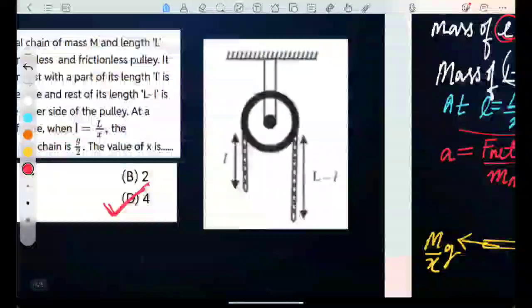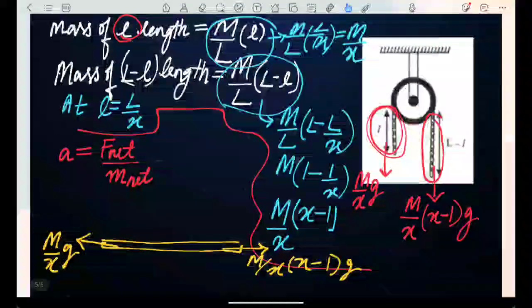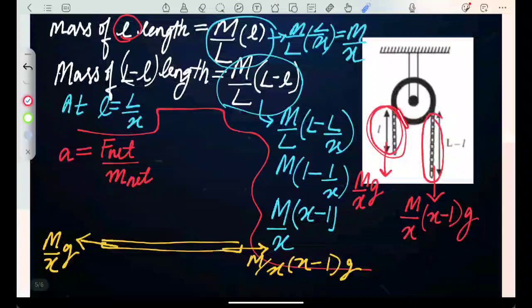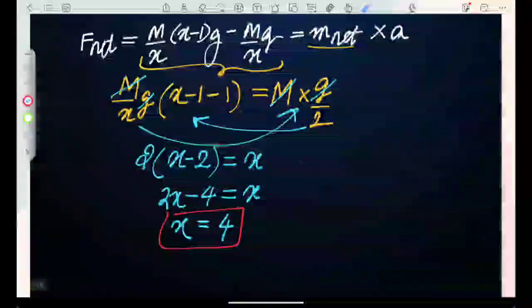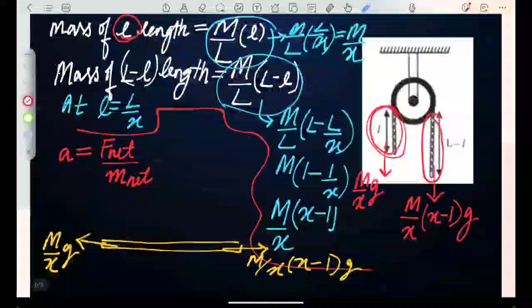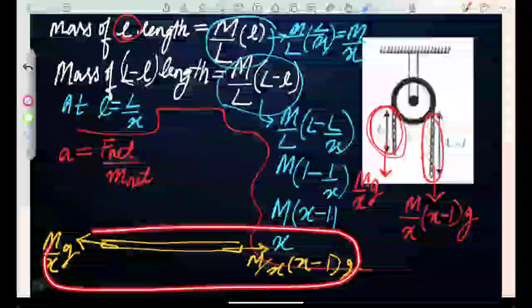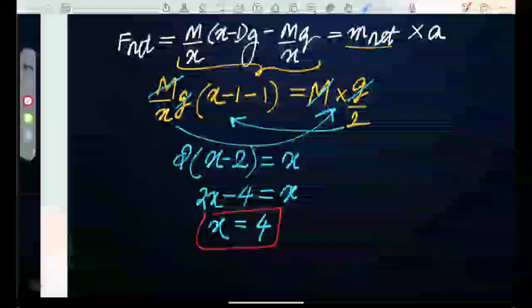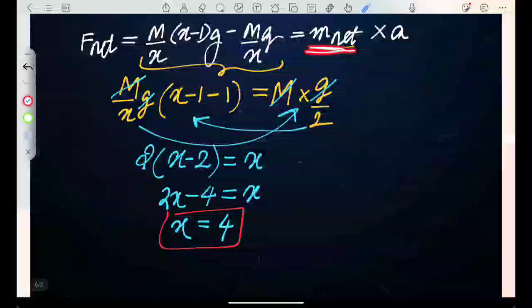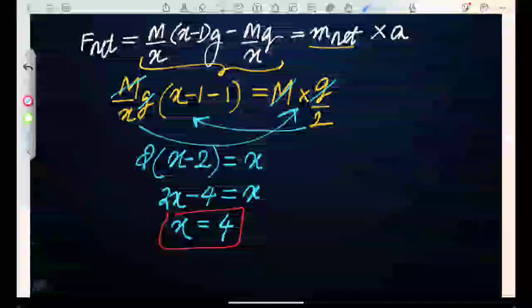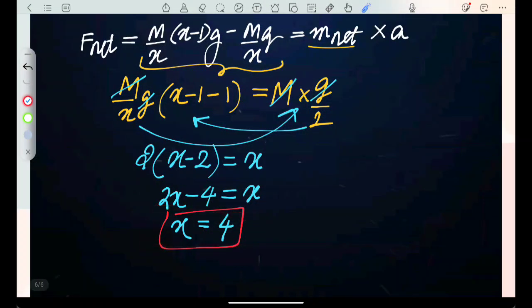Here you can see the solution. Let me summarize what we have done. First, I have calculated the mass of this and this portion by using the unit mass, m by L, and then I have calculated the F net by drawing the FBD. So by drawing the FBD, I have calculated the F net, that is going to be equal to total mass times acceleration. What is total mass? It is capital M. Acceleration is g by 2. Keep the values in this equation. You will evaluate the value of x, that is going to be 4. So this is our solution.